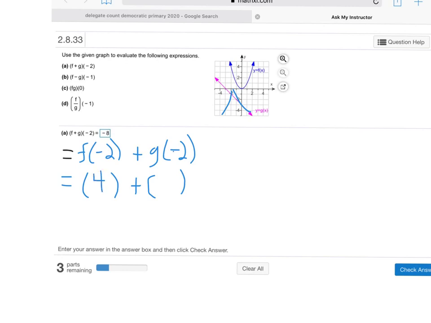Now you got to repeat that for g of negative 2. So you come to same negative 2, and you go down. The purple graph is g, so you come down. And it looks like that value is negative 1. And so this would be a negative 1, and then you add those numbers, and you get 3.